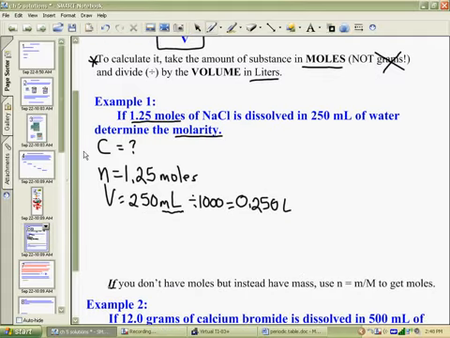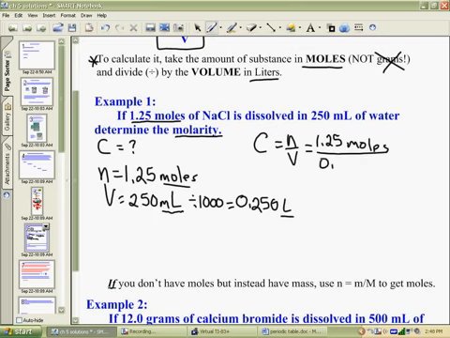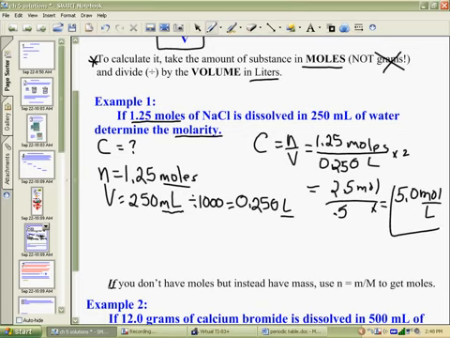Now we have our moles and liters, so we're ready to go. Concentration is n over V. You have 1.25 moles divided by 0.250 liters. Rather than bring up a calculator, we know if we were to double this, you would get 2.5 moles per 0.5 liters, and doubling it again would give you 5 moles per 1 liter, and that's your answer. Might as well leave the calculators on the desk if you can.